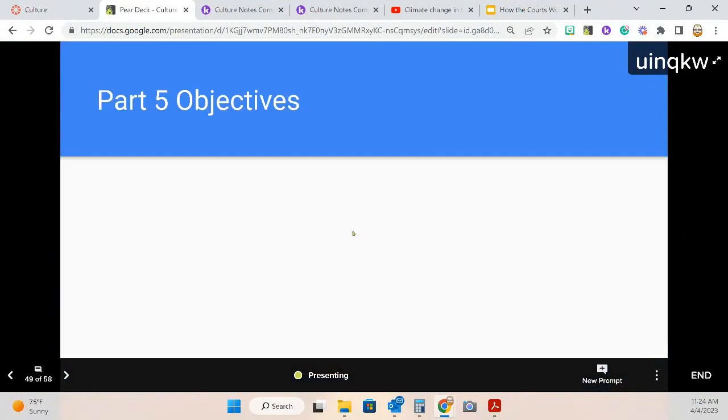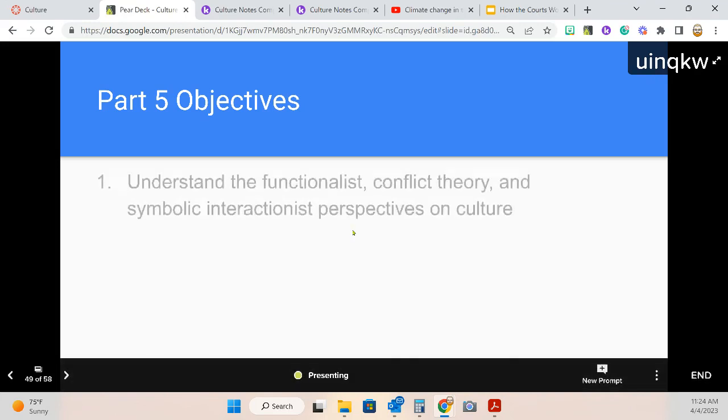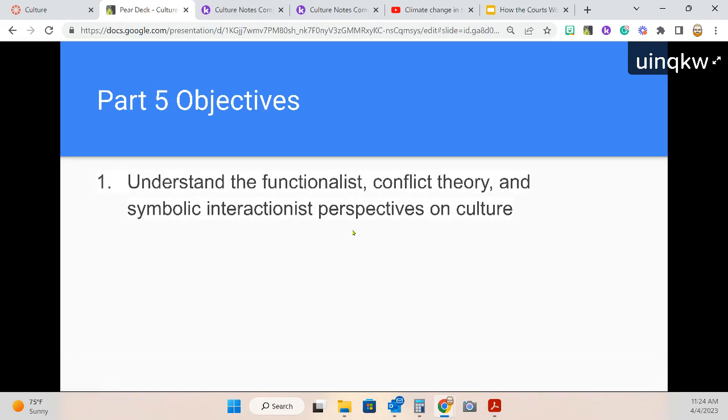And in our fifth and final segment on culture, we've got two objectives. So first is to understand what our three major categories of theory have to say about culture. So our functionalists or structural functionalists, our various conflict theories, as well as symbolic interactionism.